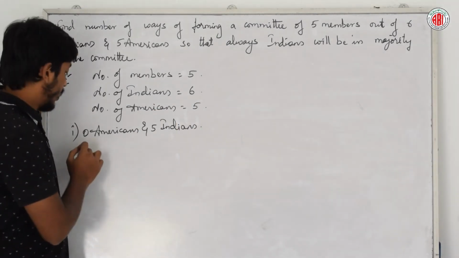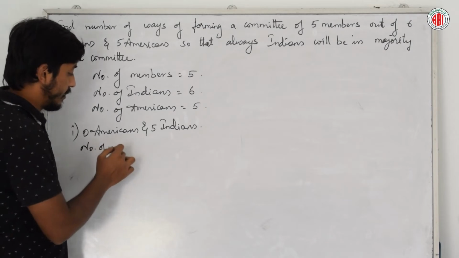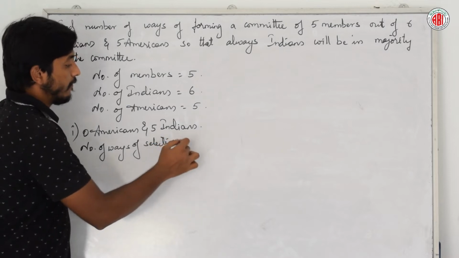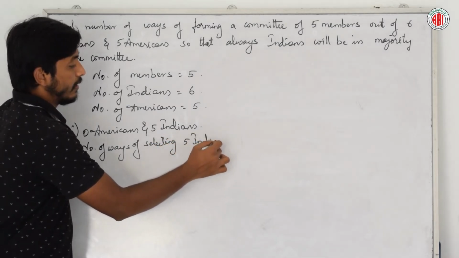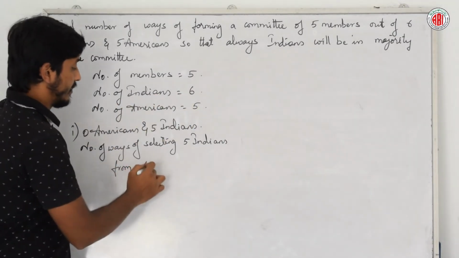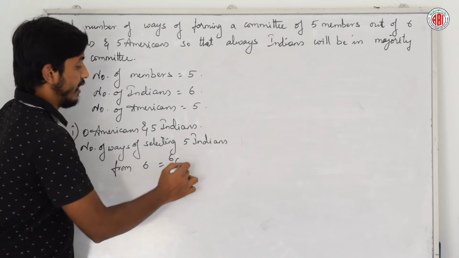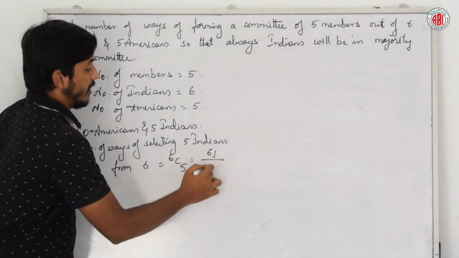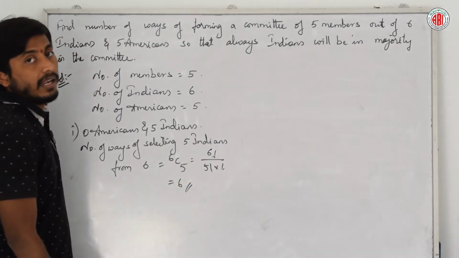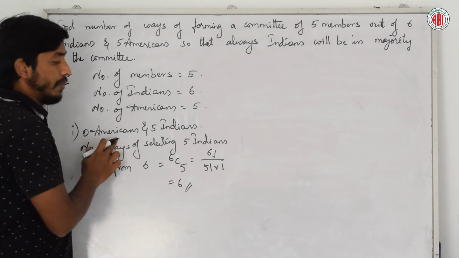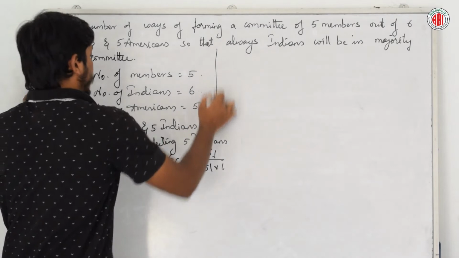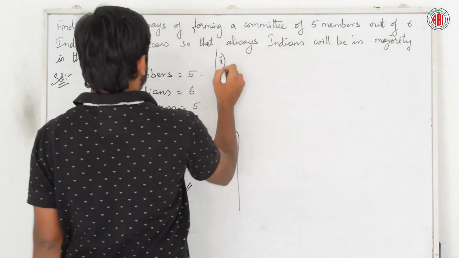Right? So, number of ways of selecting 5 Indians from, how many Indians are there? 6, is nothing but 6C5, that is nothing but 6 factorial by 5 factorial into 1 factorial, which is 6. Is it right? However, there are no Americans, so obviously it will be like 6. Clear? Fine.